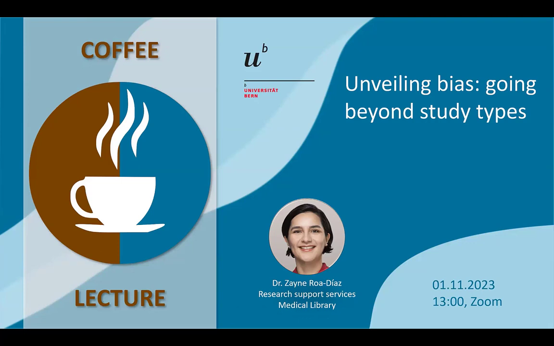She's working for the Research Support Service at the Medical Library. Welcome everybody to this session. I'm part of the Research Support Services at the Medical Library. We work with researchers to enhance the work around evidence synthesis efforts. Therefore, today I'm going to talk about a specific part that is the assessment of bias in evidence synthesis. Within this lecture that is unveiling bias, going beyond study types.